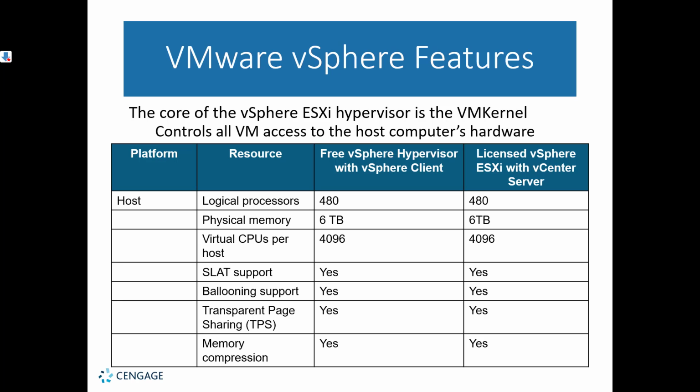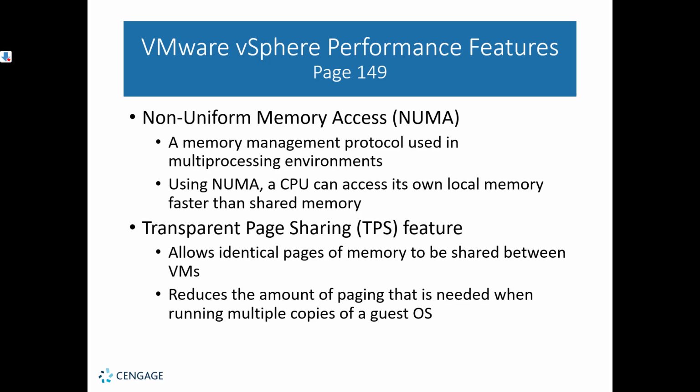Both have comparable memory and processor capabilities. Another feature is the non-uniform memory management access, which was mentioned earlier. That's a memory management protocol that's used in multi-processing environments. With NUMA, a CPU can access its own local memory directly, and that's faster than accessing the shared memory, so we improve the overall performance of the virtual machine.